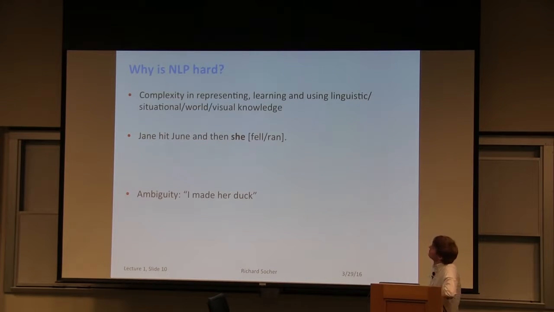Jane hit June, and then she fell. Now, if it's fell, who do you think she refers to? That's right. But if she ran, then she probably ran after she hit her, and then it's Jane. So the verb that comes after this word basically helps us to do so-called anaphora resolution, basically understanding what this pronoun here refers to. And it could be either Jane or June, depending on the meaning of the verb that follows it.